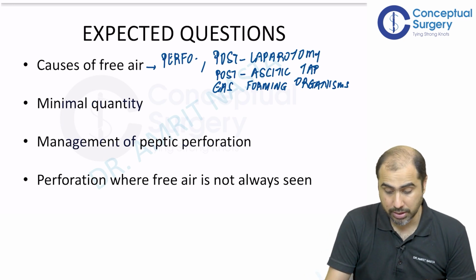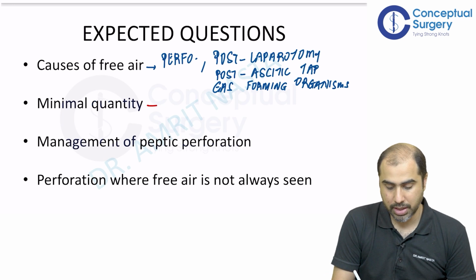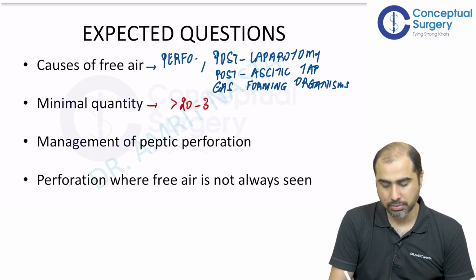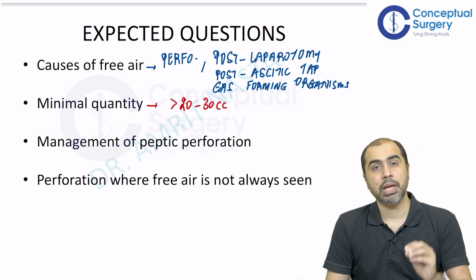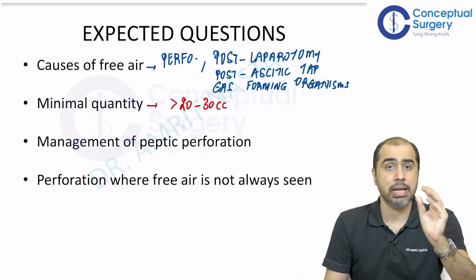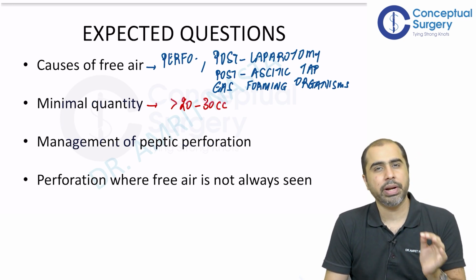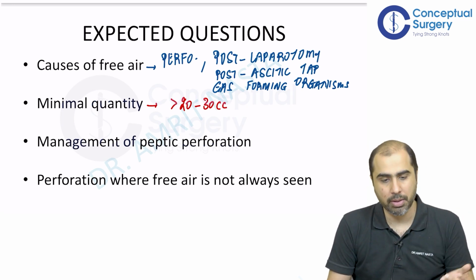Further, if you can answer here, they will ask you how much air should be there to be seen on an X-ray. It should be more than 20 to 30 cc. CT scan will pick up even 1 or 2 mm of free air, plain CT. But on X-ray, especially in an erect position, you need at least 20-30 cc of air. If it is less, it may be missed on an X-ray.